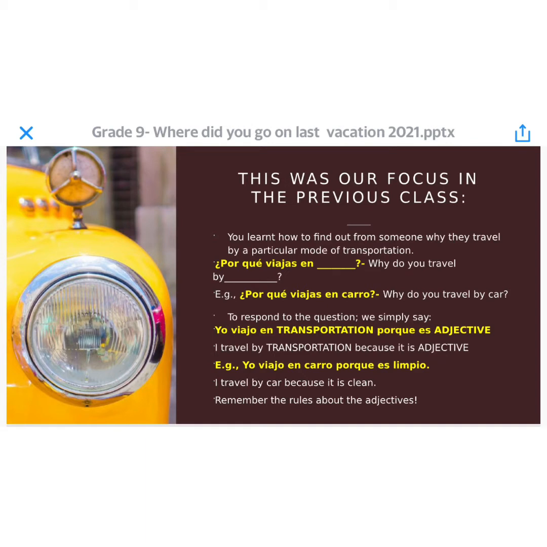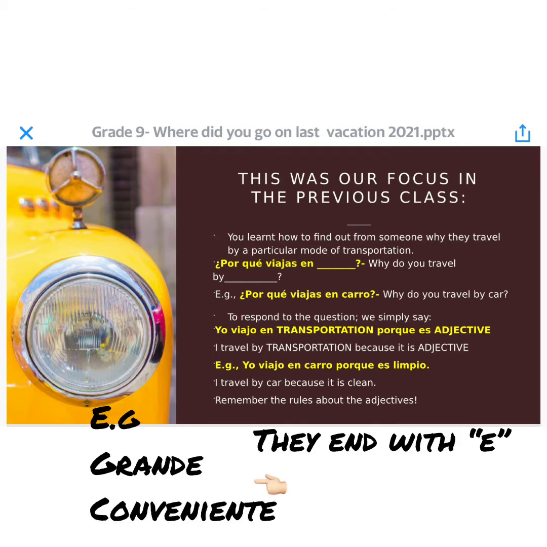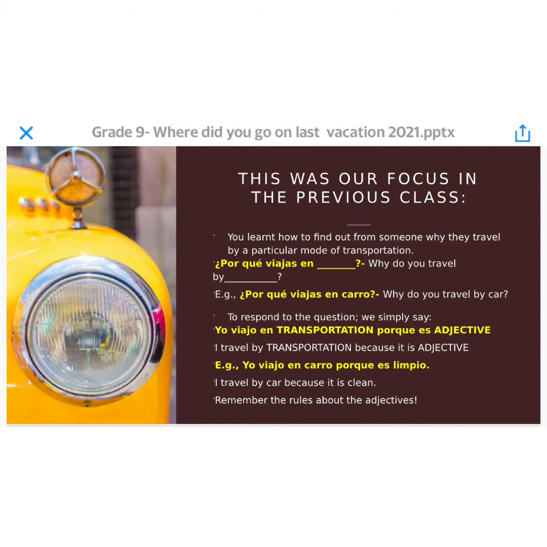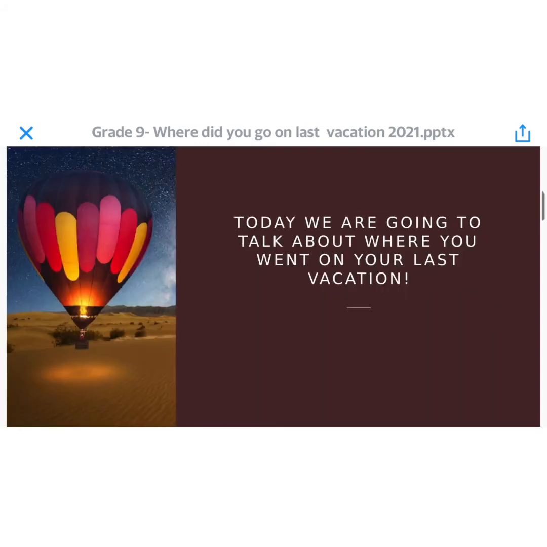But remember the rules about the adjective. If the mode of transportation has el, the adjective would end with an o. If it has la, the adjective would end with an a. Y para los adjetivos, and for those adjectives which don't end with an a or an o, we leave them as is. Para esta clase, we're going to focus on where you went on your last vacation.